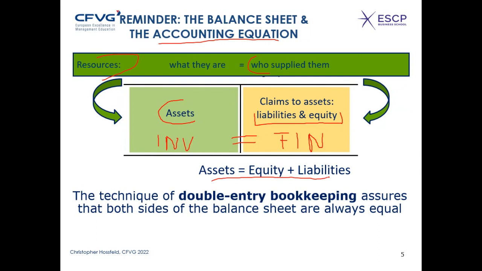And we have a technique in accounting that allows us to always respect this accounting equation. This technique, as you can see here, is called double entry bookkeeping. The technique assures that both sides of this equation are always balanced. So technically, it is impossible that my balance sheet is imbalanced, in a way that I have more assets than the right-hand side or fewer assets than the financing side of the balance sheet. That is not possible because of this balance sheet equation and double entry bookkeeping.